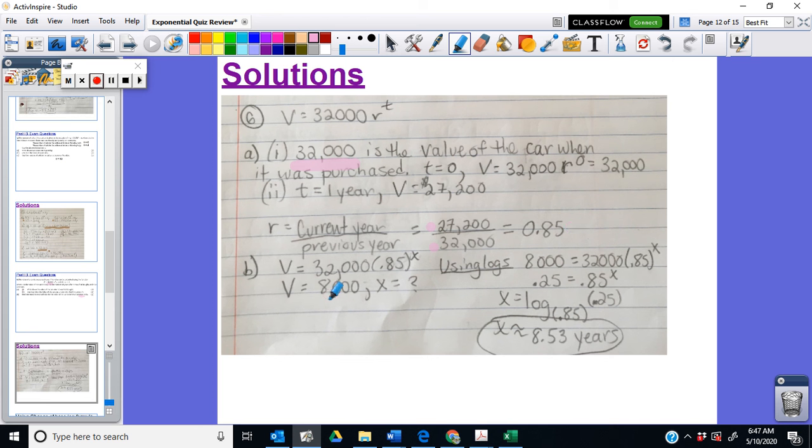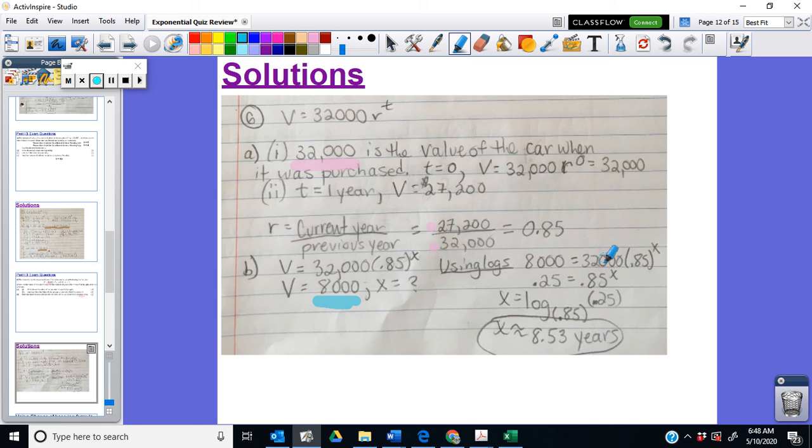Now, when is the value going to be 8,000? Well, to get that time, we take 8,000 and plug it in place of our value. And here's our equation model.